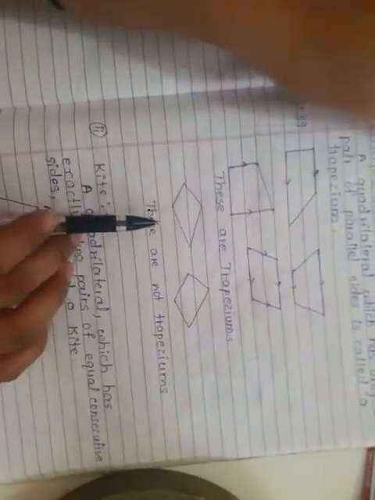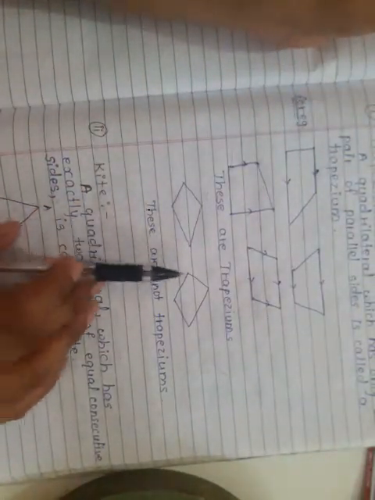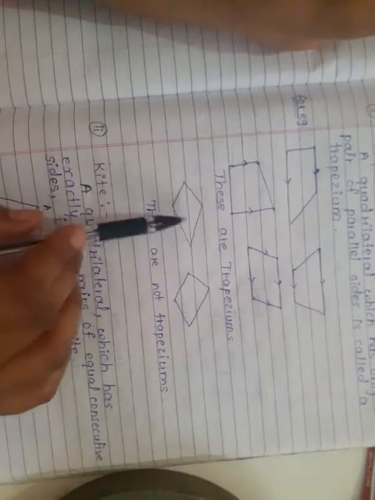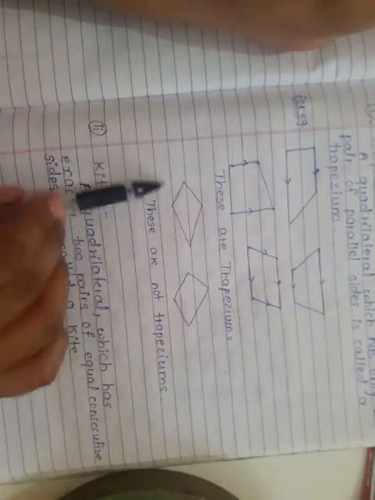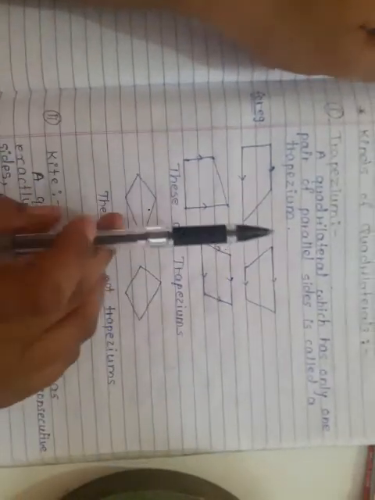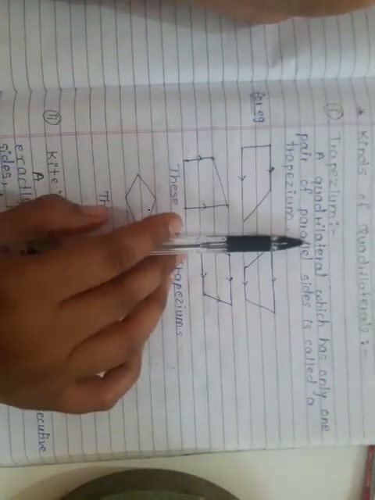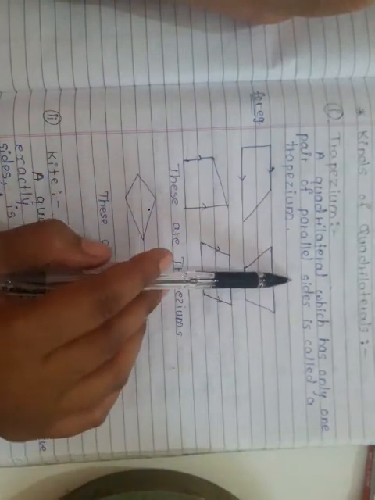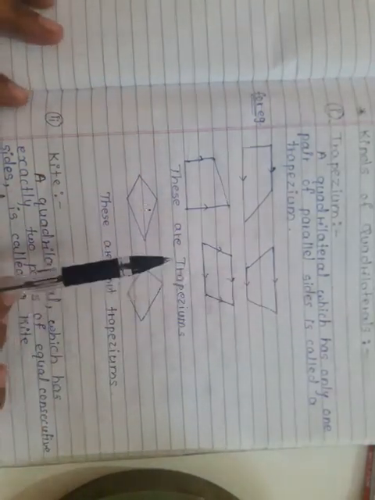Now see these diagrams. These diagrams are not a trapezium, because if we extend the sides, they intersect at some point. So these are not examples of a trapezium. So what is the definition of a trapezium? A quadrilateral which has only one pair of parallel sides is called a trapezium.